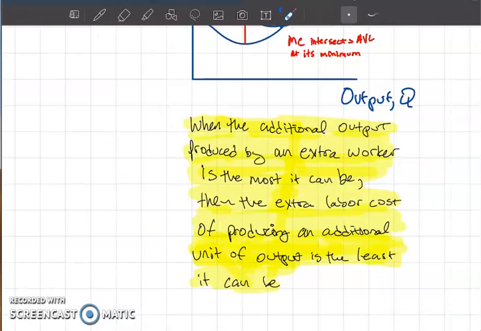So here is our key idea. When the additional output produced by an extra worker is the most that it can be, then the extra labor cost of producing an additional unit of output is the least that it can be. The greater the marginal productivity, the less cost associated with that increasing amount of output. But once marginal productivity begins to fall, we'll see increasing costs as well.